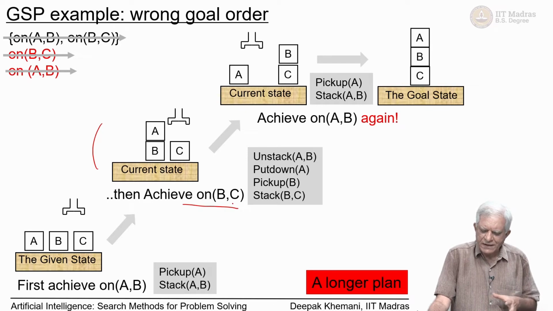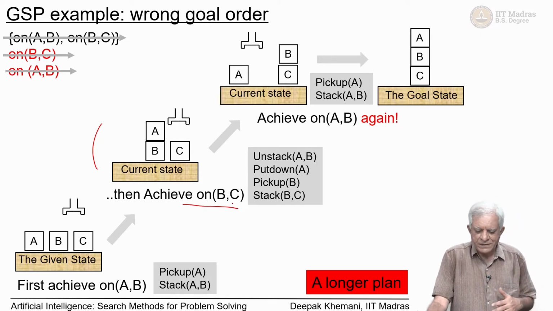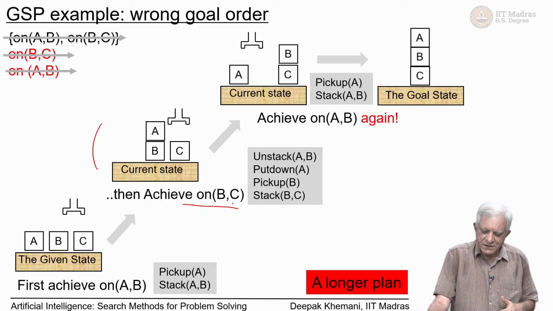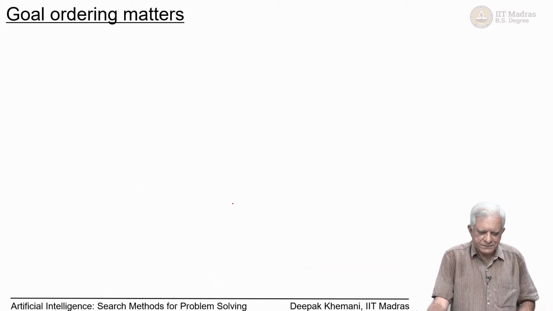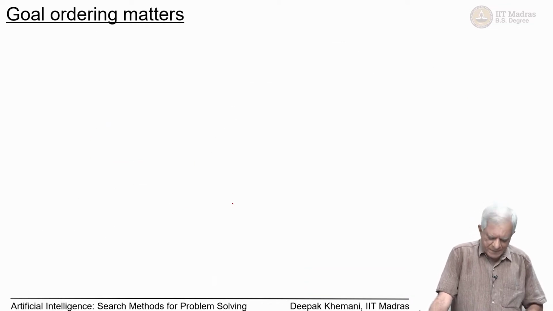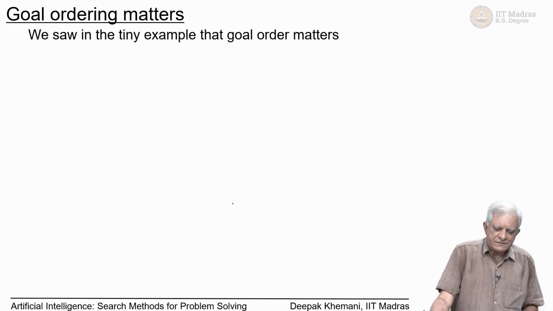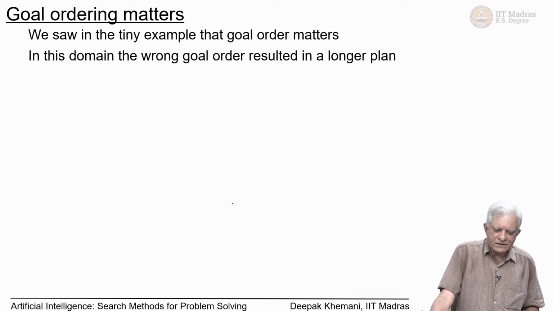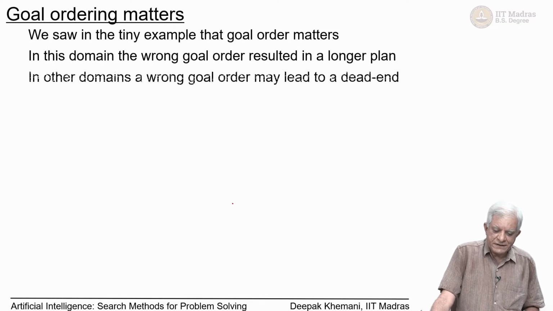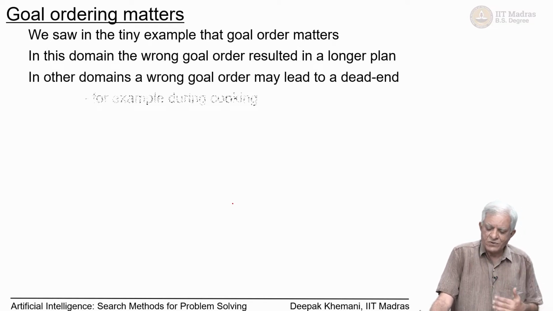So, what goal stack planning found, if you had the wrong order in this particular domain, is that you would find a plan, but it could be a longer plan. So, goal ordering matters essentially. In the tiny example that we saw, the wrong order resulted in a longer plan, but can it be that there are certain domains where it may lead to a dead end essentially.